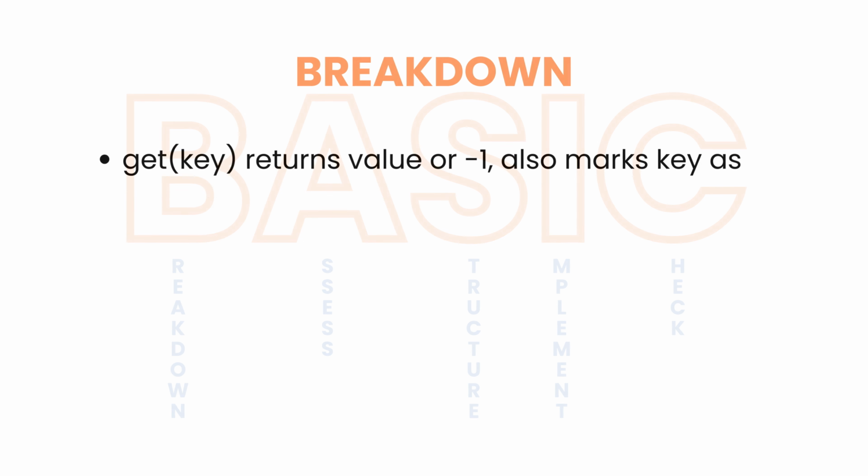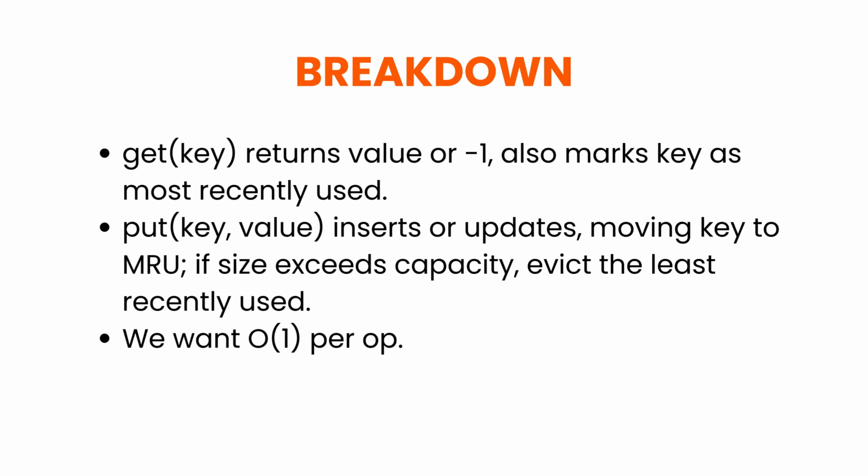Let's break this down. We need a cache with capacity cap. Operations: get key returns value or -1, also marks key as most recently used. Put key, value, inserts or updates, moving key to MRU. If size exceeds capacity, evict the least recently used. We want O(1) per op.